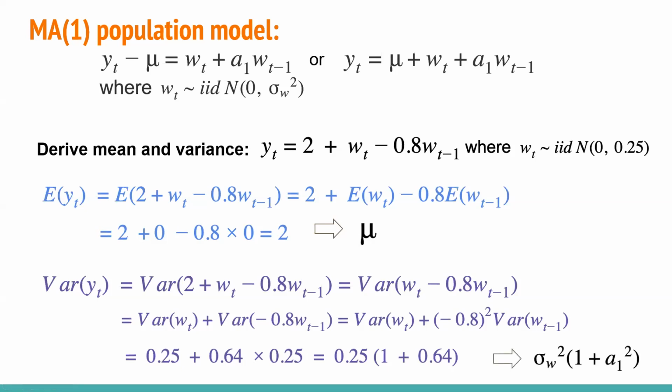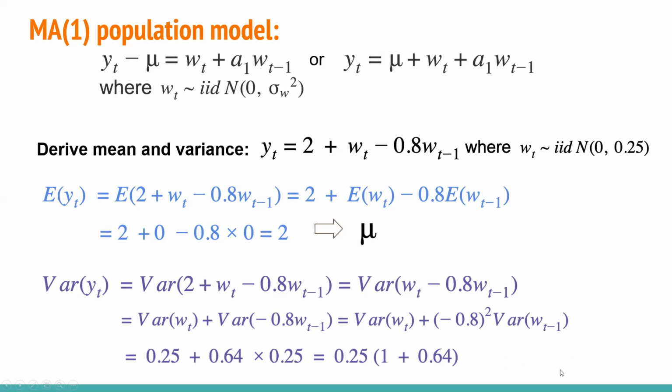And of course, the reason why I did not want to simplify this is because I want you to see a trend. Now, if you take a look at what I have right here, you're going to see that 0.25 here is the variance of the white noise, okay? And this guy here, 1 plus 0.64, is the square of 0.8. Therefore, the formula is this.